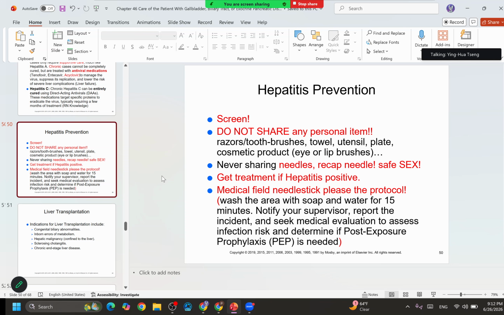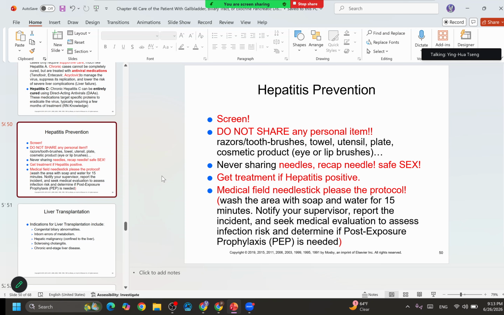All right, the second thing is do not share any personal item. Okay, the toothbrush, the razor, the towel. You use your own towel and use your own utensil. Utensil, because it prevents hepatitis A, because if they share the food, the same utensil and the plate, it's going to get infected.